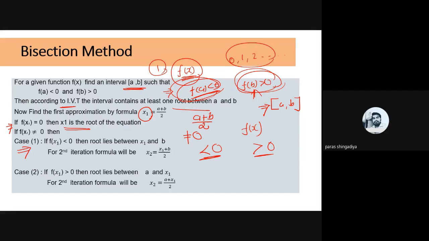In this formation, the first iteration value of a is where f of a is negative and f of b is positive.